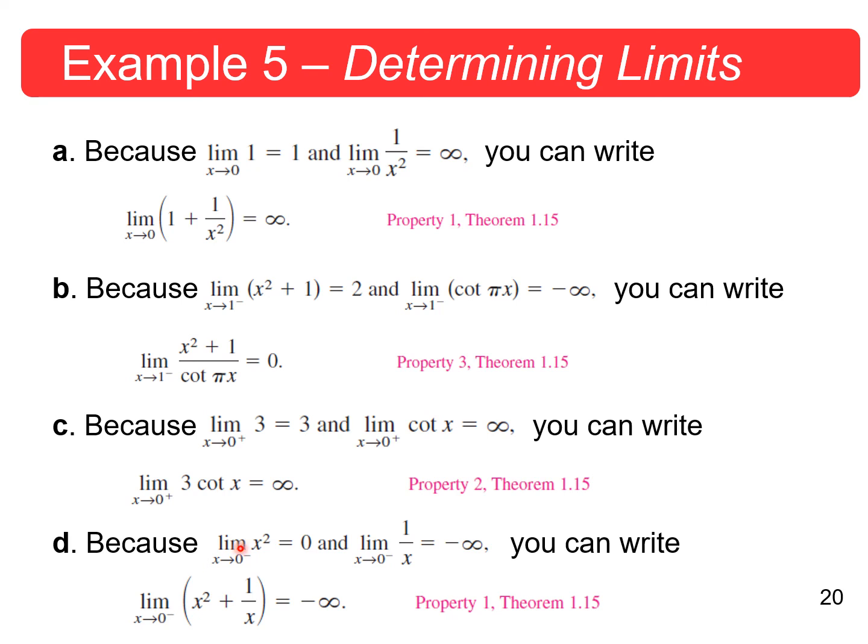Lastly, if you have the limit of x squared as x approaches 0 from the left, that is 0, and also the limit of 1 over x as x approaches 0 from the left is negative infinity. And therefore, if you are to evaluate the limit of x squared plus 1 over x, that is just equal to negative infinity, because the limit of this is 0, and the limit of this is negative infinity. So you have 0 plus negative infinity, which is negative infinity.